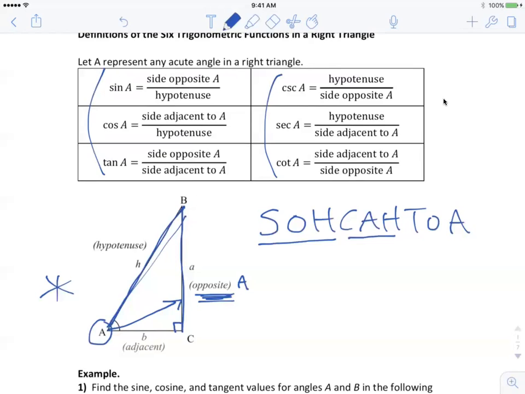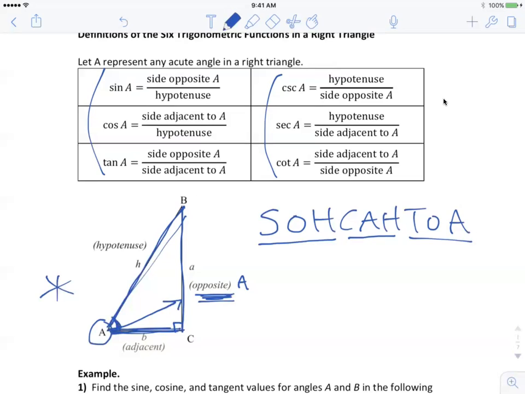Cosine, the C, is adjacent divided by hypotenuse. When we use that word adjacent, that's the side that's right next to the angle. So in this case, this is adjacent to angle A. And then finally, tangent is the opposite divided by the adjacent to angle A.